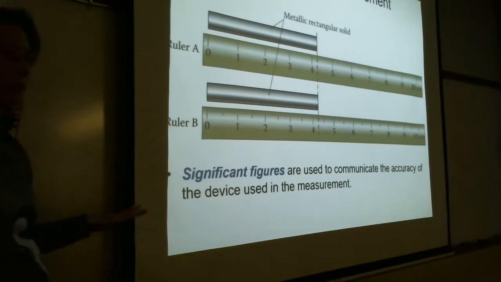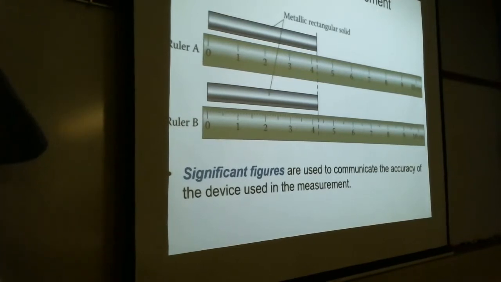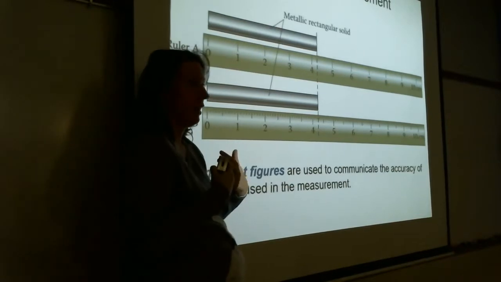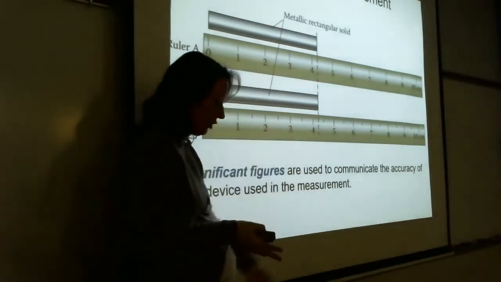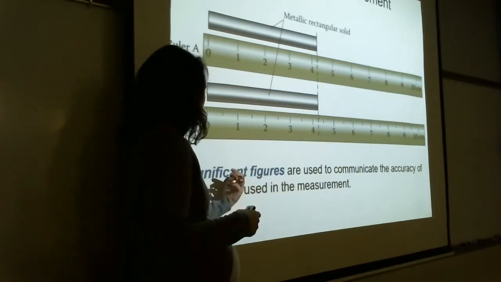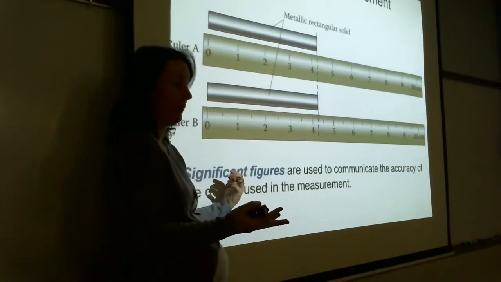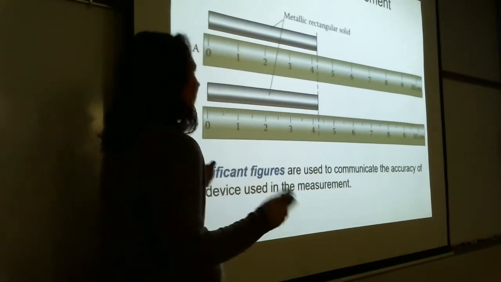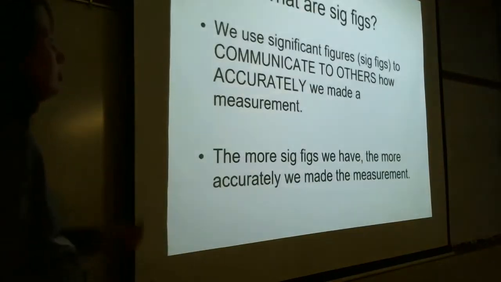Does this make sense? Do you see why we're using sig figs? It's so that someone looking at my data table can see how accurate I was. And you can do that very quickly. I can look at your data table and go, yeah, you've got lots of decimal places here. Great, you were working very accurately, or as accurately as you could. Or maybe you don't have any decimal places. Sometimes you don't need to be all that accurate. We'll talk about when that is an issue.